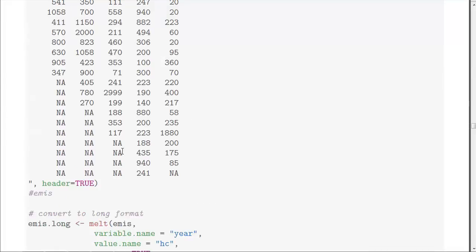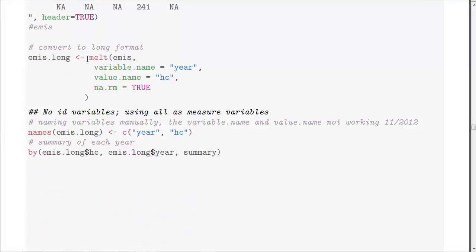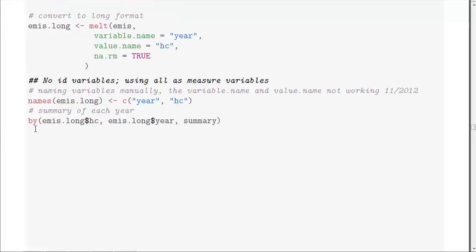Okay, so I've put all the data in here. Notice I've made the data rectangular by putting in some missing values. So I have a rectangular data set, and once I read that in wide format, I'm going to use the melt function to turn it into a long data set and label the years that the data come from and the hydrocarbon values that we're going to analyze. And we can look at a summary for each year grouping of the hydrocarbons.